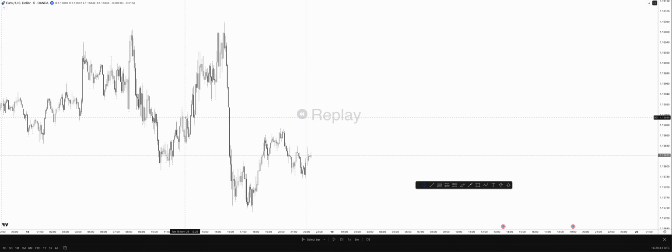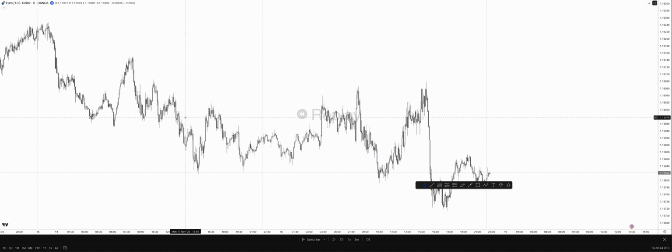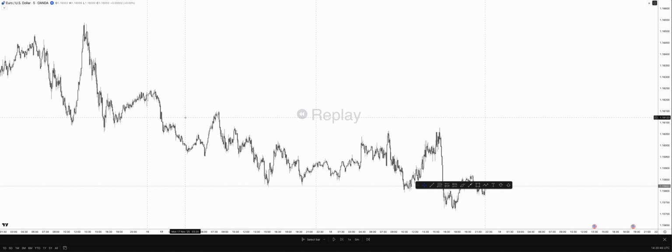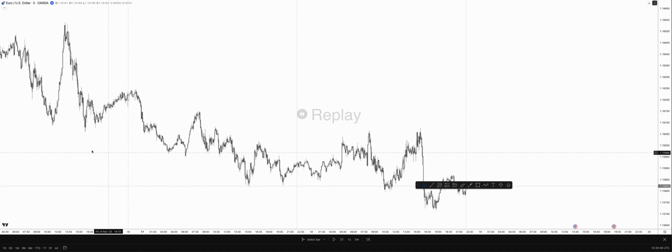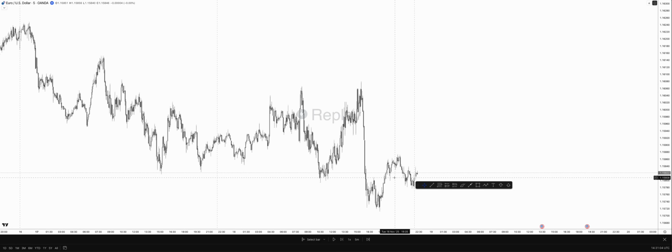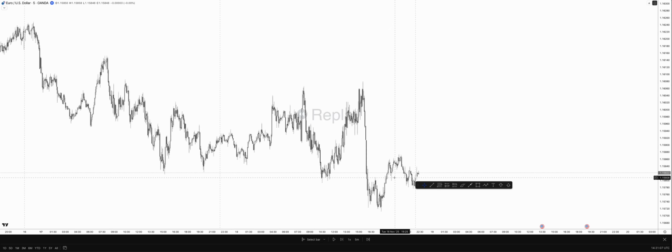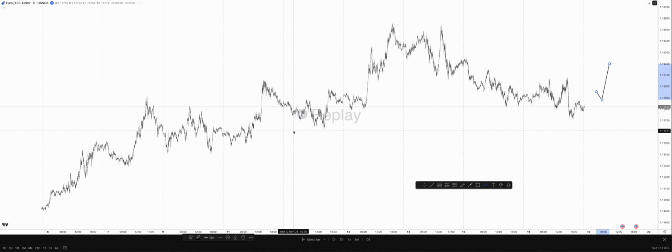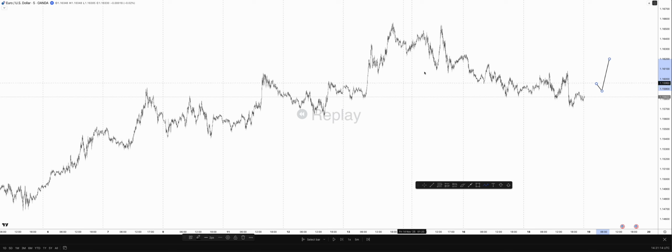Okay, so here we are now on Euro USD. So first thing I'm going to do is just kind of look at the overall trend. You know, we're overall making lower lows, lower highs, lower lows, lower highs, lower lows, lower highs. So in terms of if I'm looking for a reversal, if I'm looking to trade up, I'm going to need to take something from at least here when we were going higher.